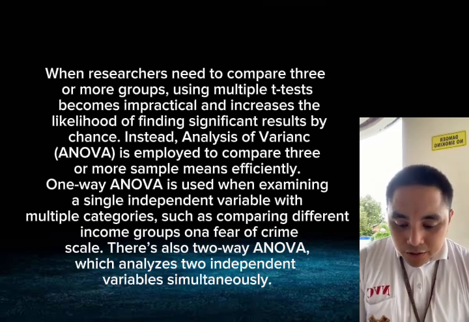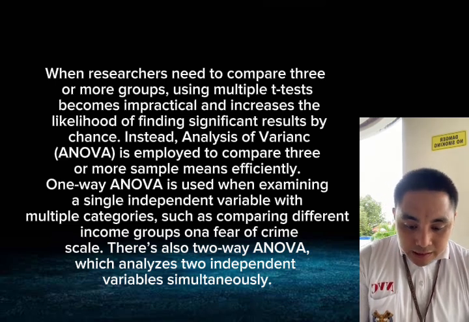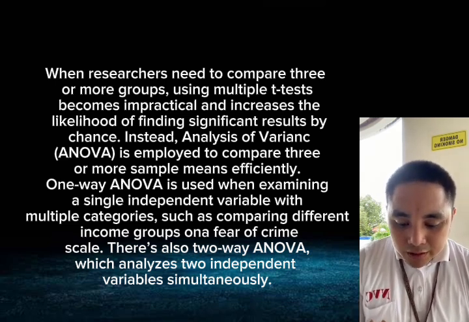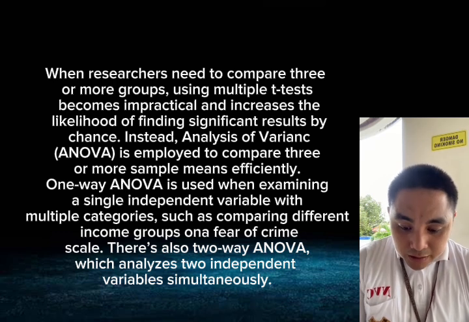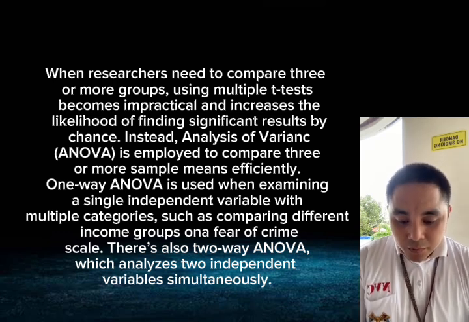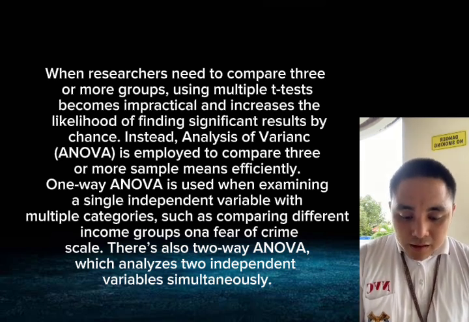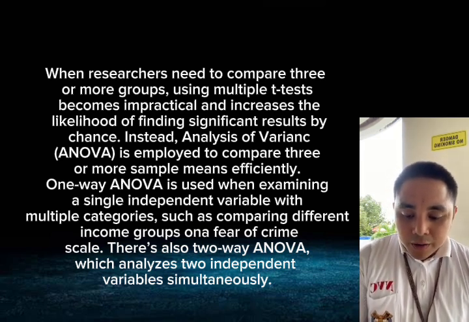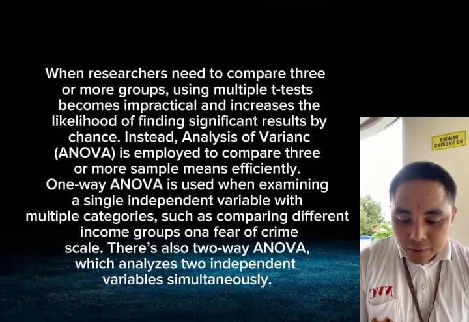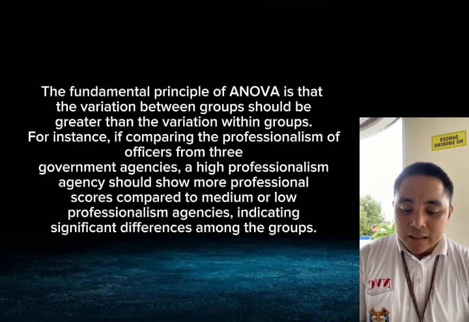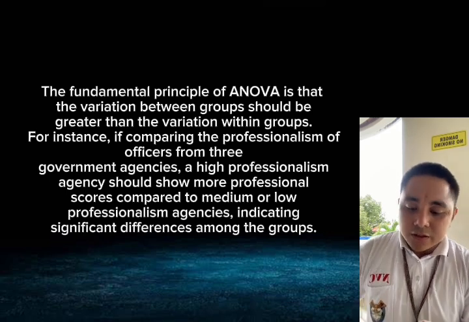One-way ANOVA is used when examining a single independent variable with multiple categories, such as comparing different income groups on a fear of crime scale. There's also two-way ANOVA, which analyzes two independent variables simultaneously. Analysis of variance or F ratio test.